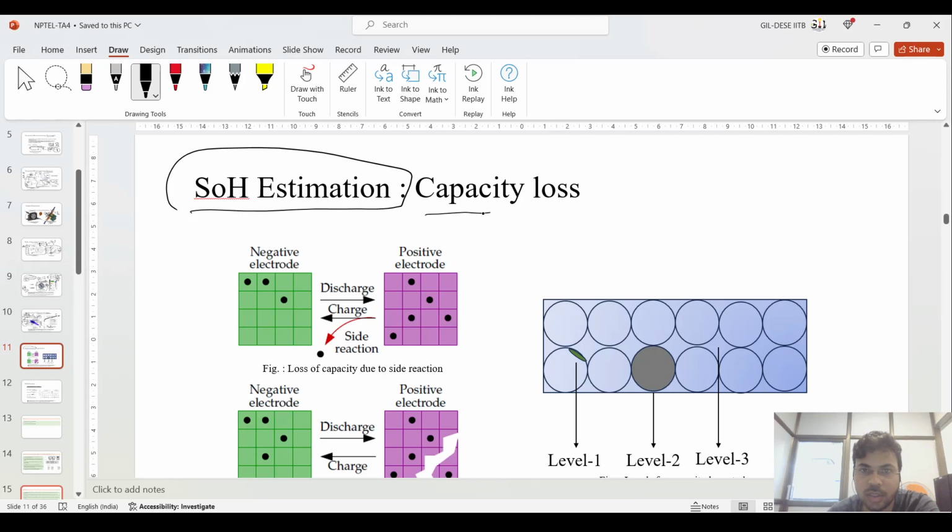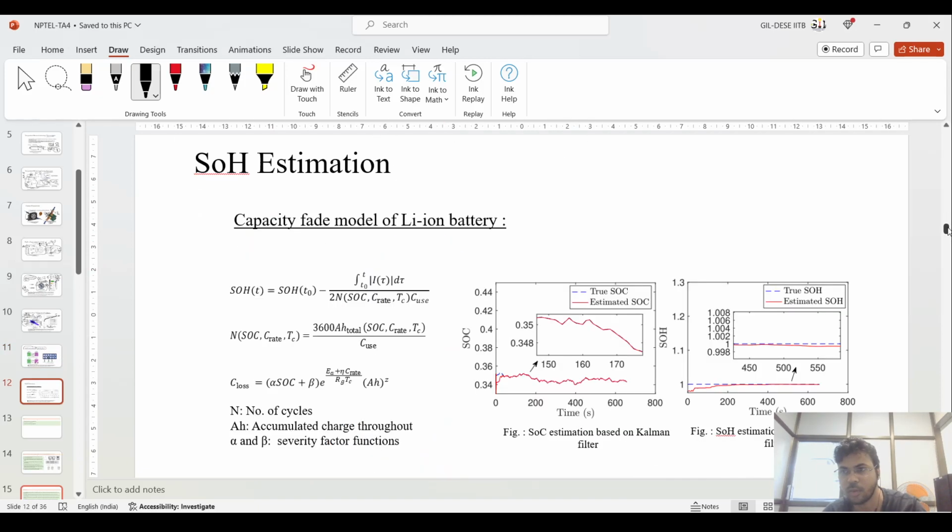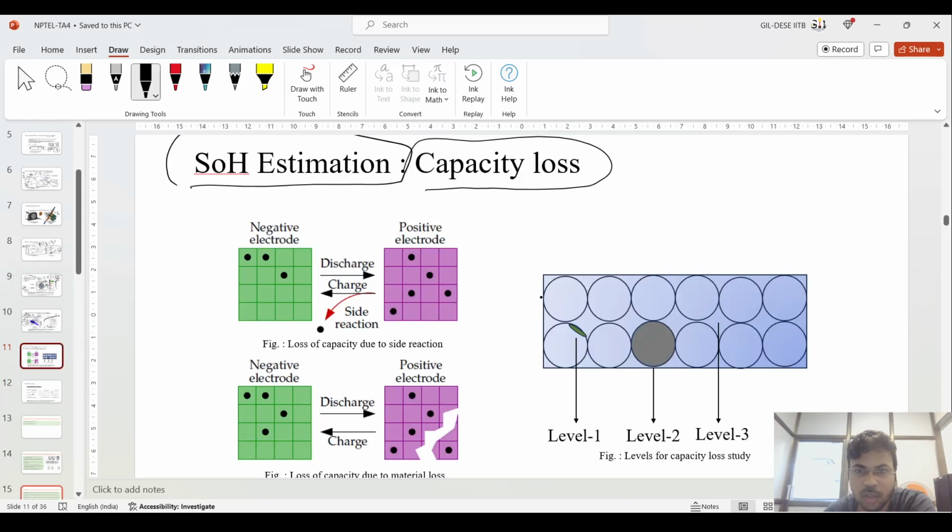So moving to the SOH-based system, that is the state of health estimation. First you have to study the capacity loss in this image which I have given. This is the same image that I have told you about, where the lithium ion goes inside the graphite lattice.